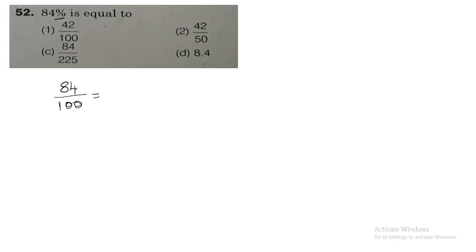So for further simplification, 2 table, we can cancel it. Then I am going to have 42 divided by 50. Furthermore we can simplify, so this can be written as 21 by 25. But in the options we don't have this particular fraction. So this is given, hence option 2 is my answer.